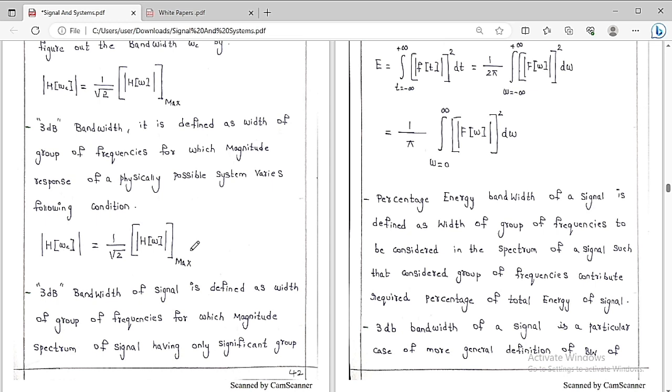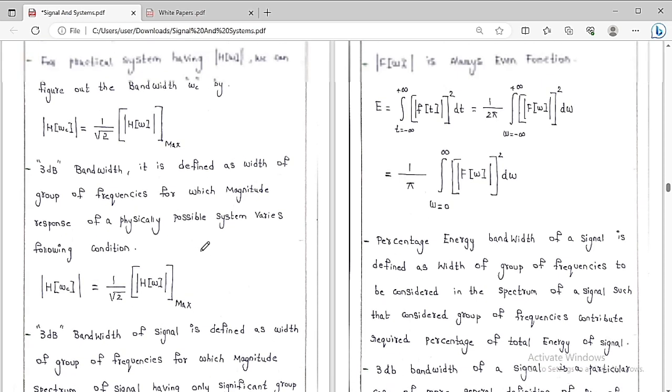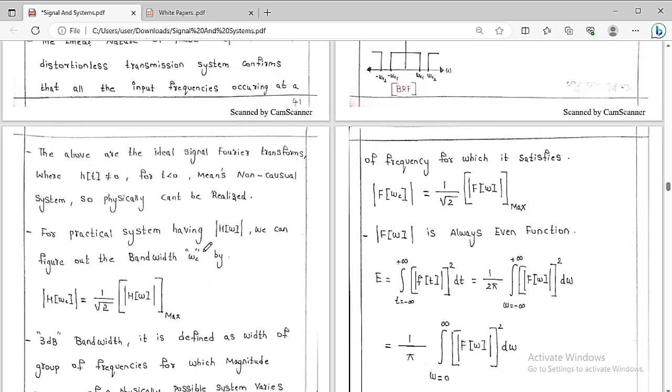I have already told you the meaning of 3 dB bandwidth. It is a group of frequencies for which the magnitude of H of omega c is equal to 1 by root 2 times the magnitude of H of omega maximum value. At a certain cutoff frequency, the magnitude value is 1 by root 2 times the peak value. All that group of frequencies is called the 3 dB bandwidth. The 3 dB bandwidth of a signal is defined as the width of the group of frequencies for which the magnitude spectrum of the signal has only significant frequencies.